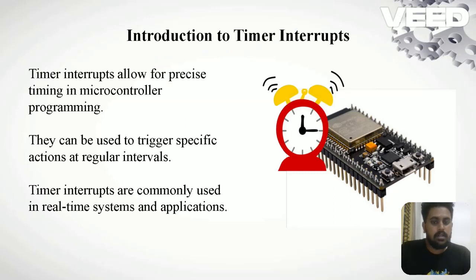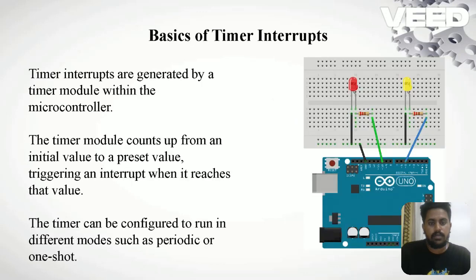Introduction to timer interrupts. Timer interrupts allow for precise timing in microcontroller programming. They can be used to trigger specific actions at regular intervals. So, the timer interrupts are commonly used in real time systems and applications.